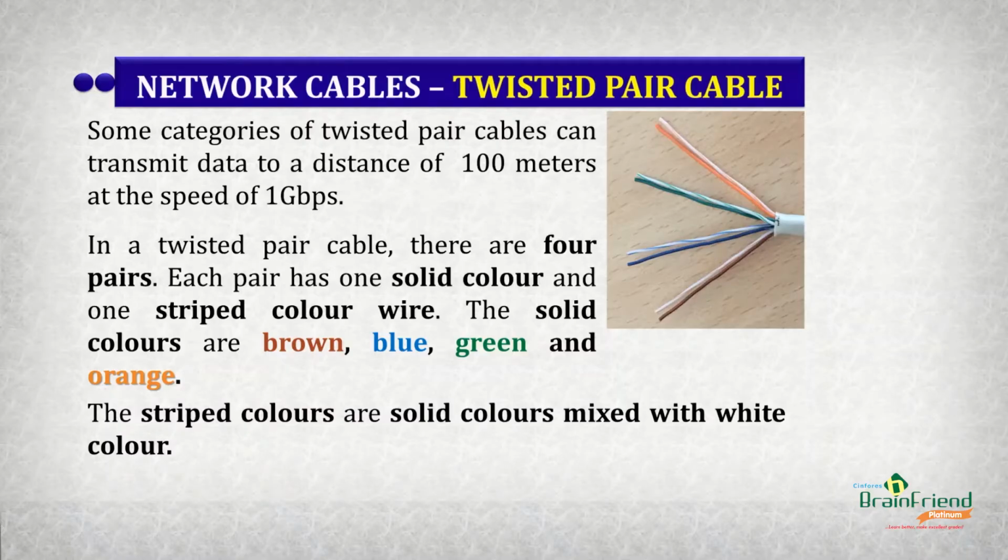Now, the basic information about the twisted pair cable is in its name, the twist and the pair. This cable has 8 wires, which comprise 4 solid colors and 4 striped colors. The 4 solid colors are brown, green, blue, and orange, while the striped colors are a combination of these solid colors and white. To form a pair, the solid color and its equivalent stripe are twisted. So from the 8 wires, we have 4 pairs. 1, 2, 3, 4.